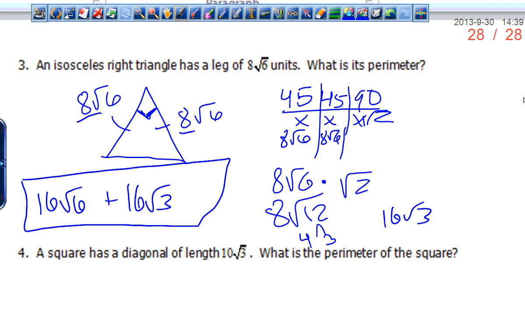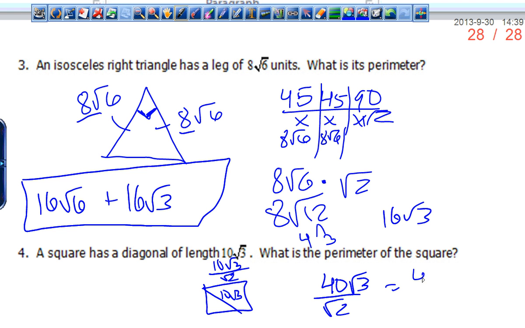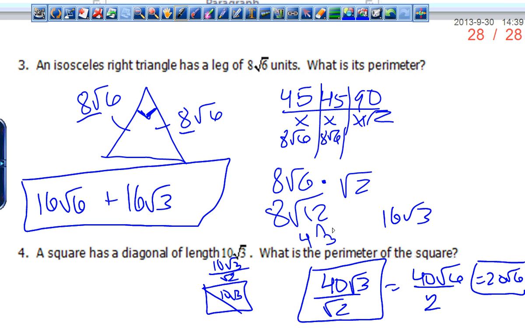For the number 4, as far as the diagonal goes, that's another 45, 45, 90. They give us that the diagonal of the square is 10 root 3. So if I work backwards, I'm going to end up dividing by root 2. So that means all my side lengths are 10 root 3 over root 2. My answer is going to be 40, because I multiplied by 4 since it's perimeter, 40 root 3 over root 2. If you want to rationalize, we multiply everything times root 2, and then I can reduce that. So 20 root 6 is an answer, or 40 root 3 over root 2 is an answer as well.